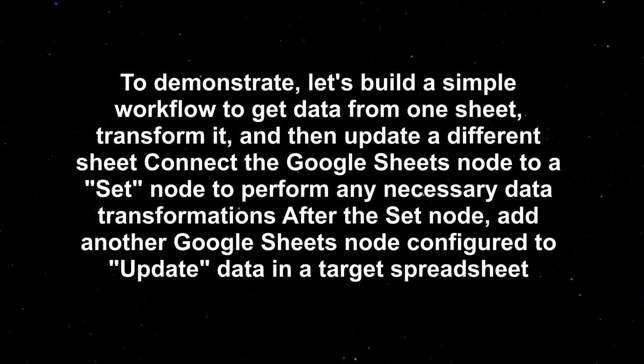To demonstrate, let's build a simple workflow to get data from one sheet, transform it, and then update a different sheet. Connect the Google Sheets node to a Set node to perform any necessary data transformations. After the Set node, add another Google Sheets node configured to update data in a target spreadsheet.